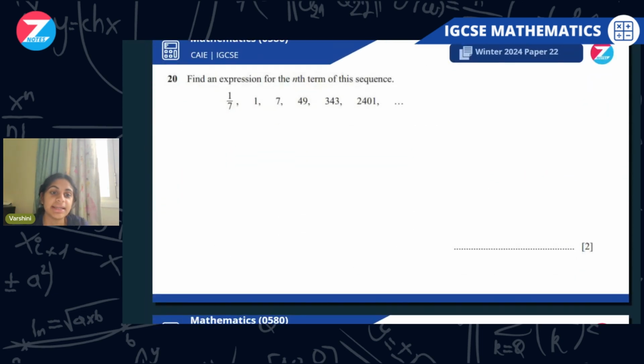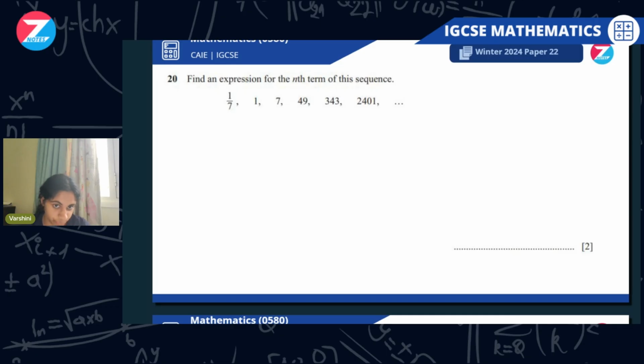Okay, question 20. Find an expression for the nth term of the sequence: 1 by 7, 1, 7, 49, 343, 2401. We know that there are some fractions and it's getting much bigger. It's a geometric sequence. We know it's not going to be an arithmetic sequence.